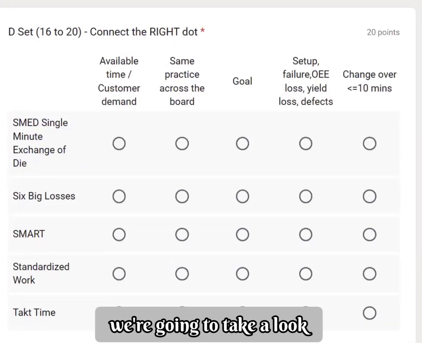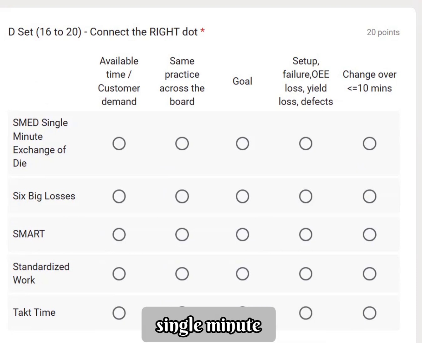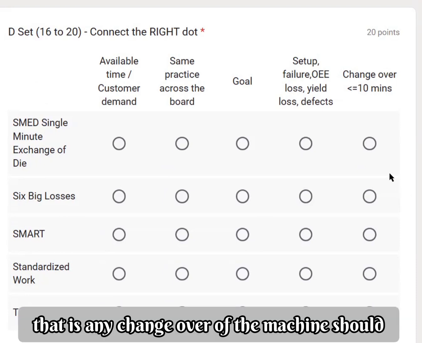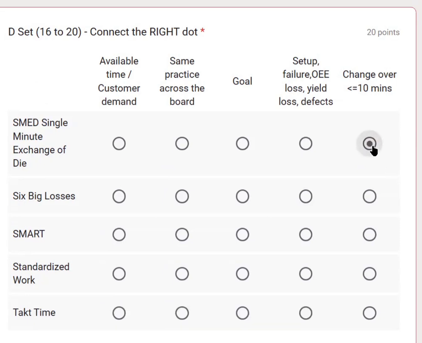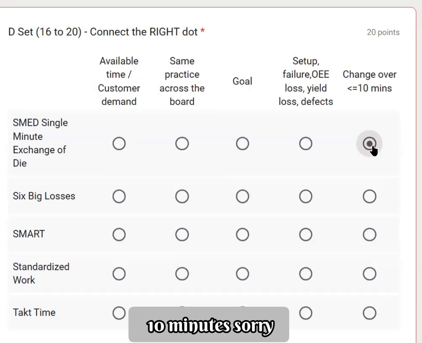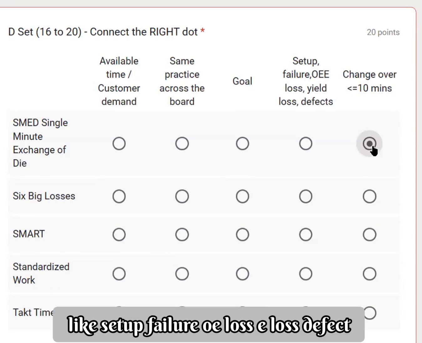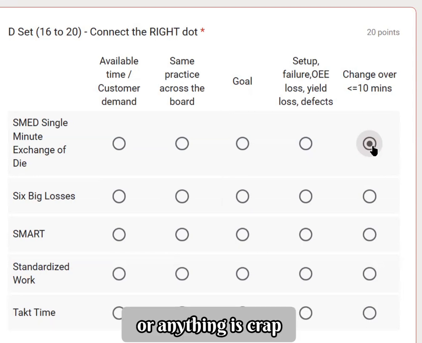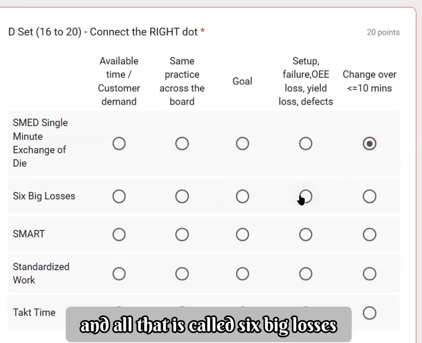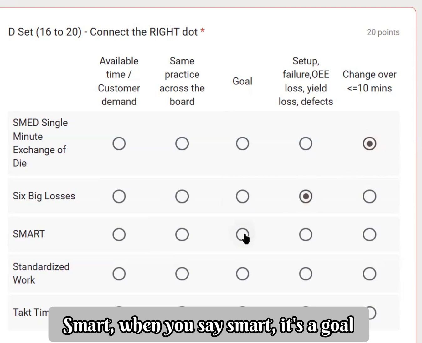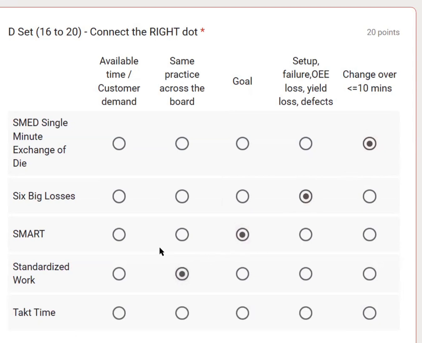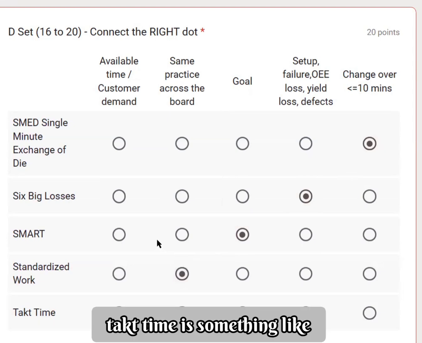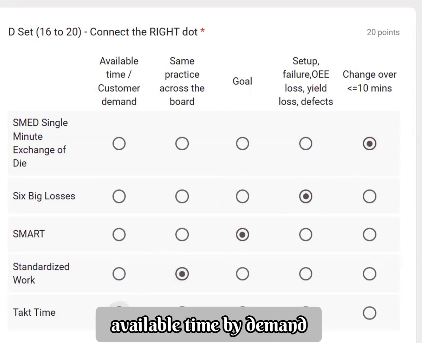16 to 20th question, we're going to take a look. SMED, single minute exchange of die, means any changeover of the machine should take place within 10 minutes or less. And 6 big losses, like setup failure, OEE loss, yield loss, defects, or scrap, are called the 6 big losses. SMART, when you say SMART, is a goal. Standardized work is the same practice across the board. And takt time is something like available time divided by demand.